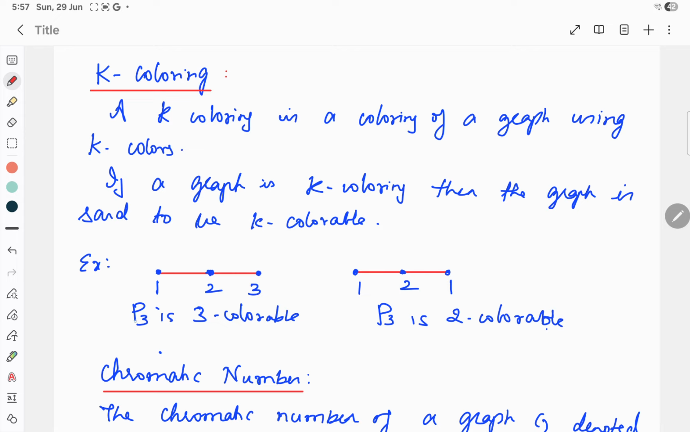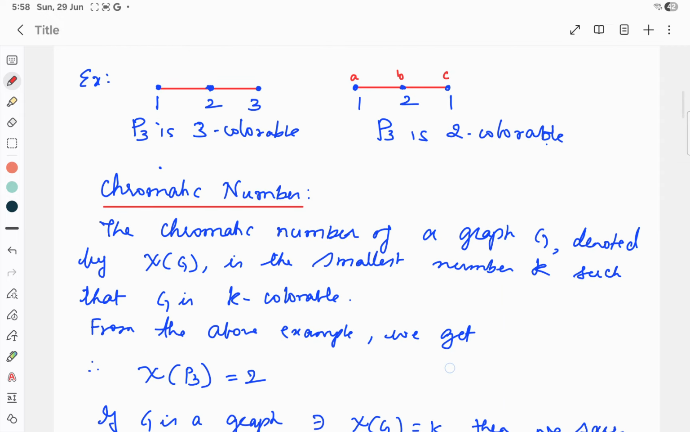So this P3, path 3, is 3 colorable, whereas the same path 3 is 2 colorable also, because the first vertex is colored with 1, the second vertex is colored with the color 2, and the third vertex can be colored with 1, because if I name the vertices A, B, C, C is not adjacent to A. So I can use the same color which I have used for A. So it is 1. So P3 is both 3 colorable and 2 colorable.